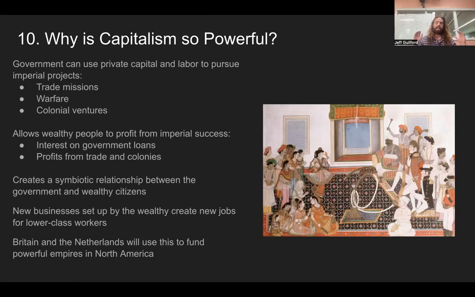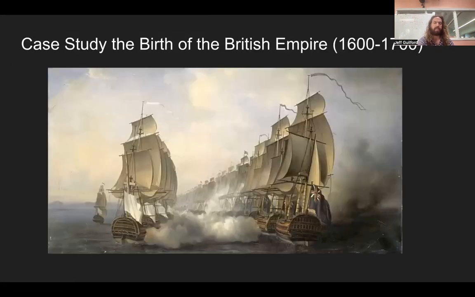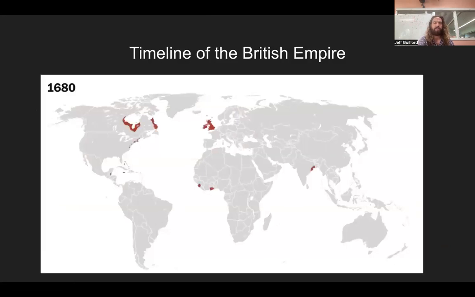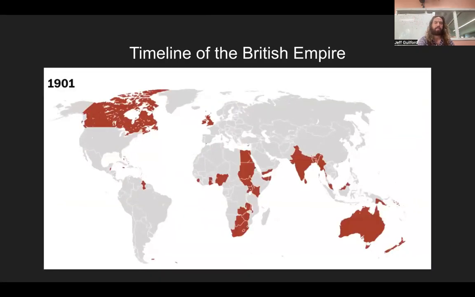Now, this is how Britain and the Netherlands are able to even the odds between themselves and the major powers like Spain and France. They figure out capitalism first, and they are able to unlock huge new sources of wealth in order to pay for trading missions, navies, and colonization. That is how capitalism is going to lead eventually to the rise of the massive and powerful British Empire.